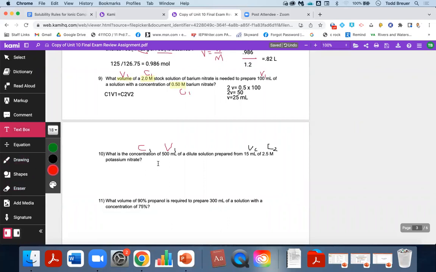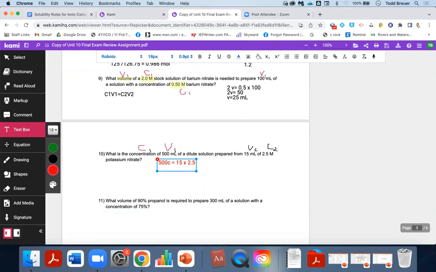So let's do that. So concentration's unknown now. So C times 500 gives us 500C. And then 15 times 2.5.